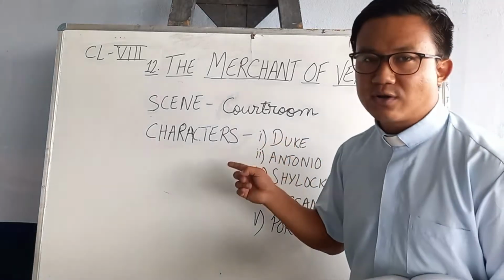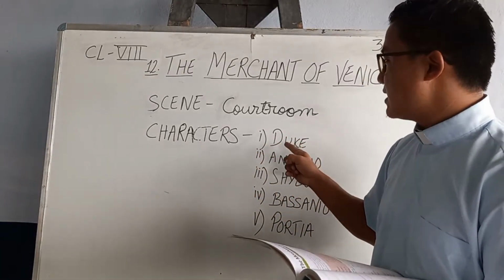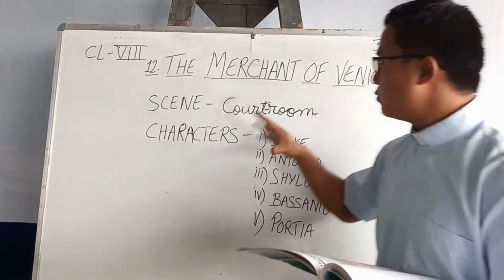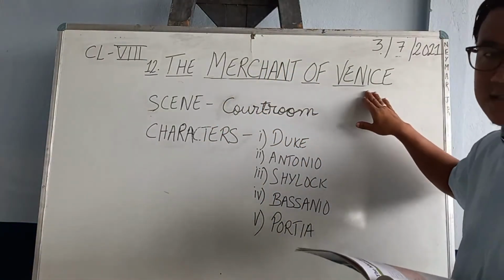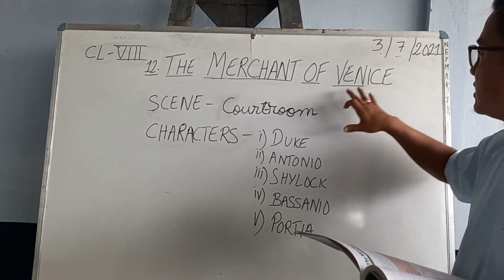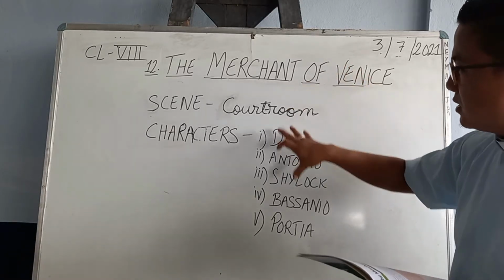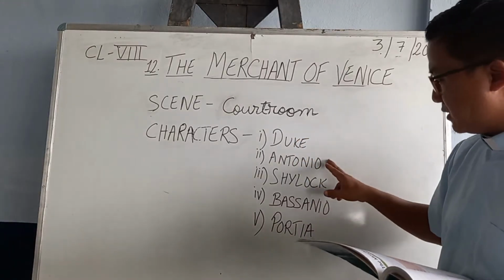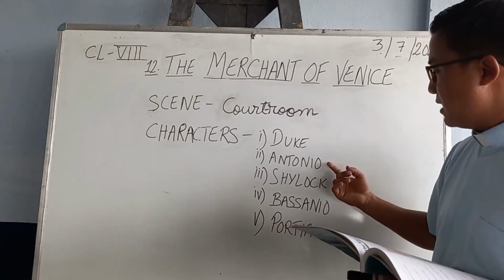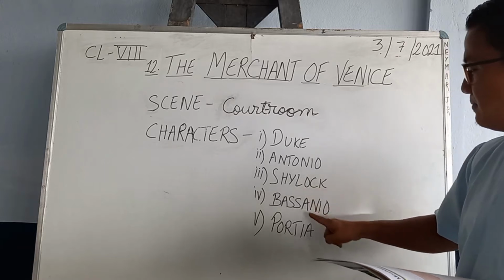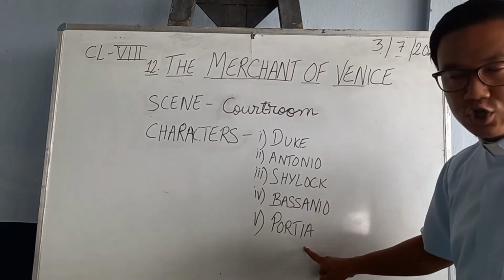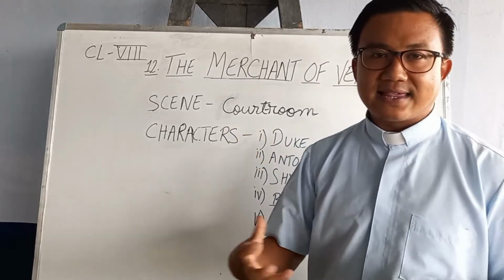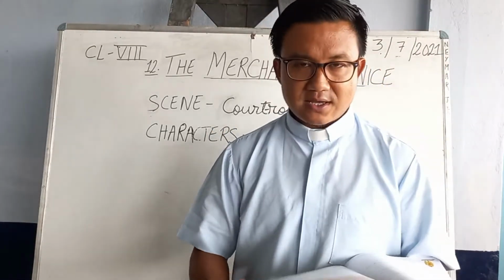Now the Duke, as I told last time, is a person who has the highest authority, the highest rank in that particular area. We are dealing with Venice city here, so the Duke is the head of Venice. In the court, the Duke is the main judge, and Antonio is the person who had taken money. Shylock is the money lender. Bassanio is Antonio's friend, and Portia is the wife of Bassanio, who has come in disguise as a lawyer. Okay, this is the scene.